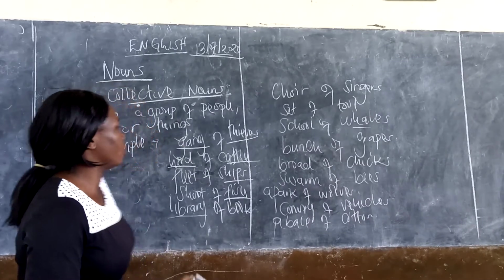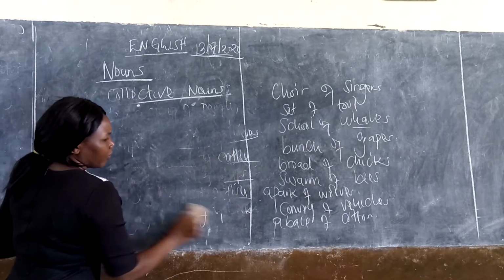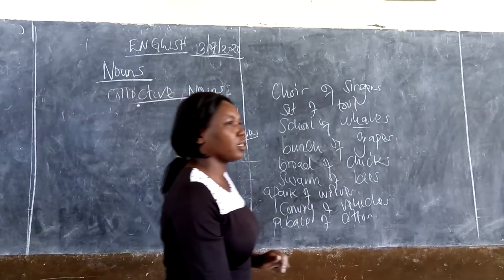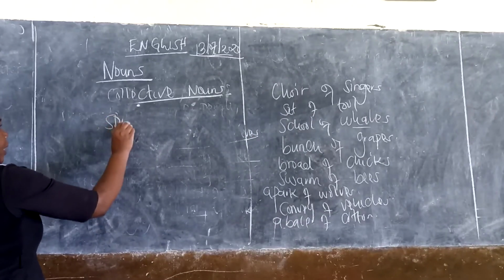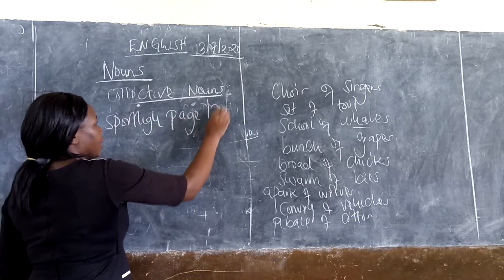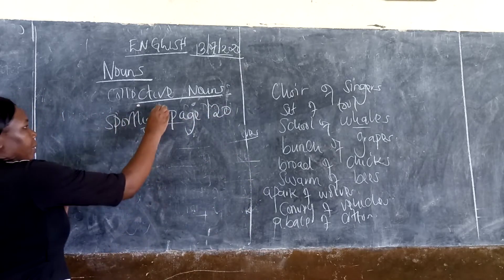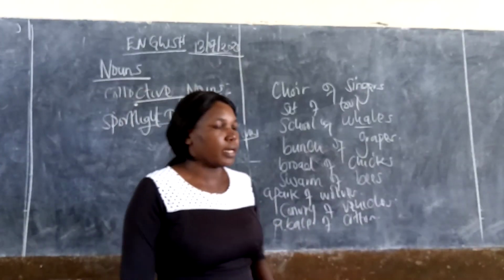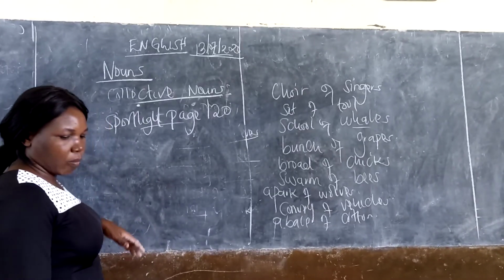Now I want you to go through the Spotlight. I want you to go through collective nouns in Spotlight and write all the collective nouns. You have Spotlight page 120. Go through the Spotlight on page 120, then do the exercise. Do exercise number 1 to 12.